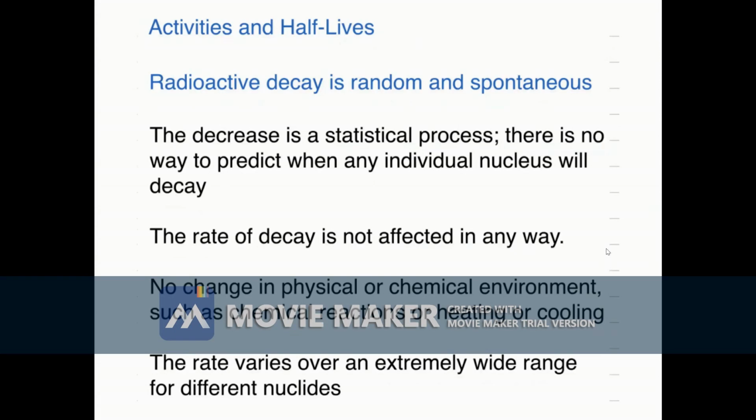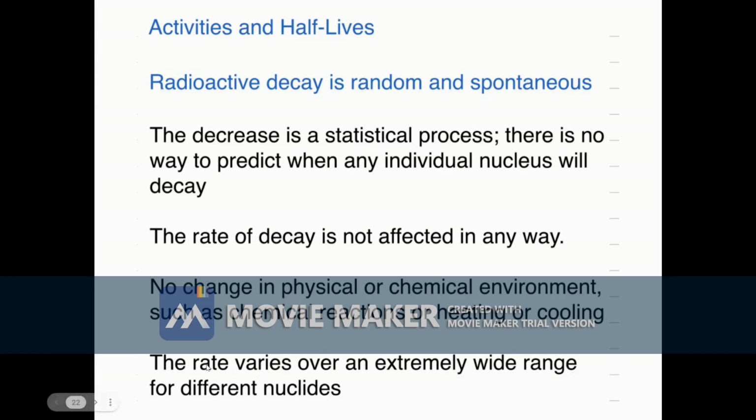The next subtopic is half-lives and decay constant. The first thing you have to know is that radioactive decay is random and spontaneous. So it cannot be controlled or predicted. The decay is a statistical process. There is no way to predict when any individual nucleus will decay. The rate of decay is not affected in any way: no physical or chemical change, heating, or cooling can affect radioactive decay.